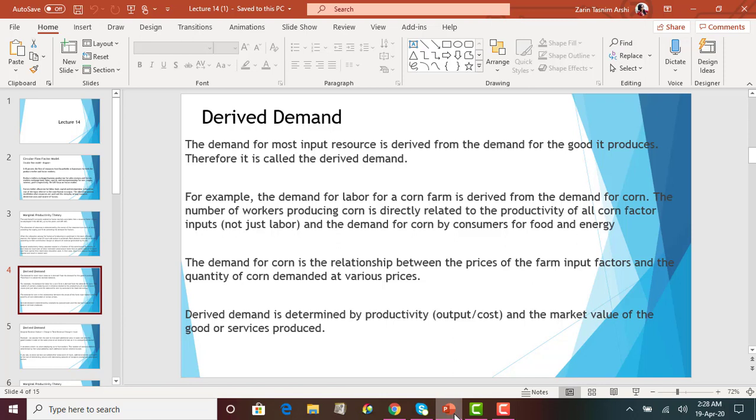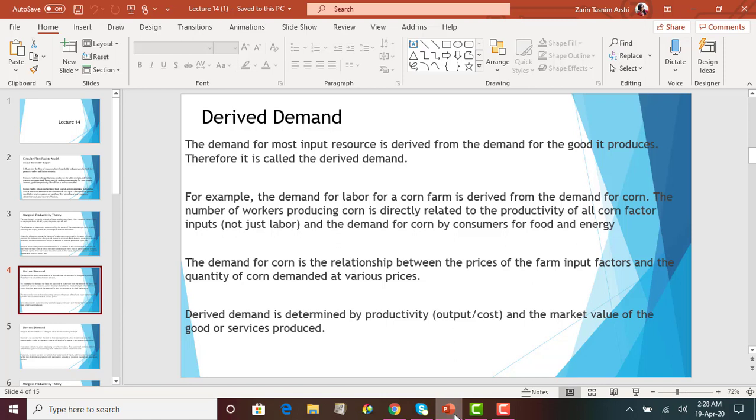So what it's trying to say is that the demand consumers have for corn will depend on the price of the resources used, because if the prices are more, that means the price of corn will also be more and the demand will go down. On the other hand, if the resources are cheaper, then corn will be cheaper and demand will go up, as well as the quantity of corn demanded at various prices. So these two will determine the demand for corn.